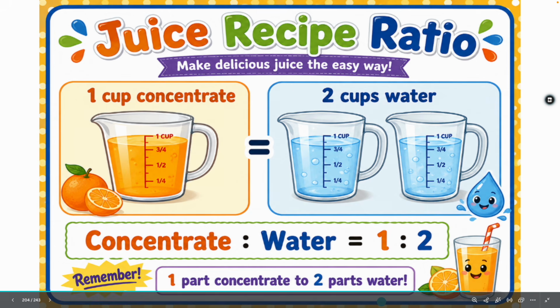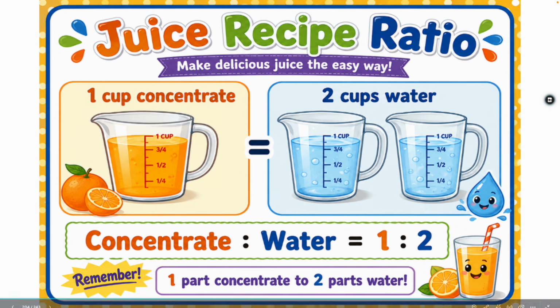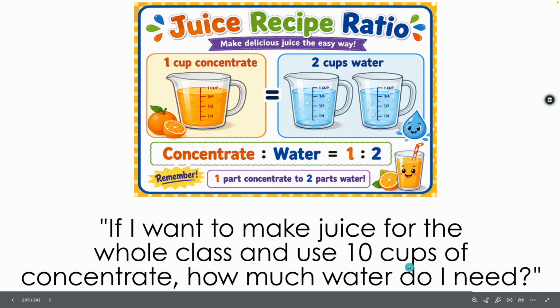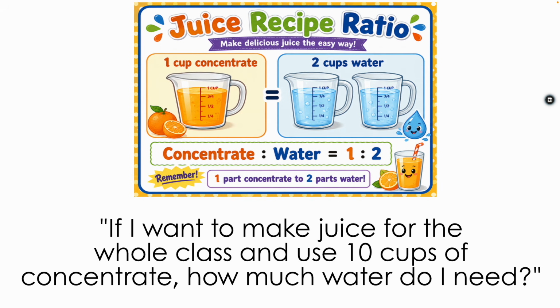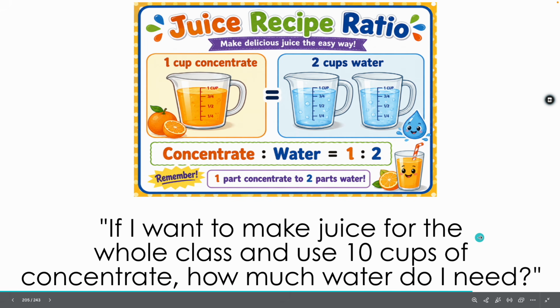All right, so now let's take a look at a situation we might encounter in real life. Suppose we are making a juice for the whole class. So the ratio of concentrate to water is 1 to 2. But what if we want to use 10 cups of concentrate? How much water do we need? Again, if we want to make a juice for the whole class and use 10 cups of concentrate, how much water do we need? So let's solve it together.